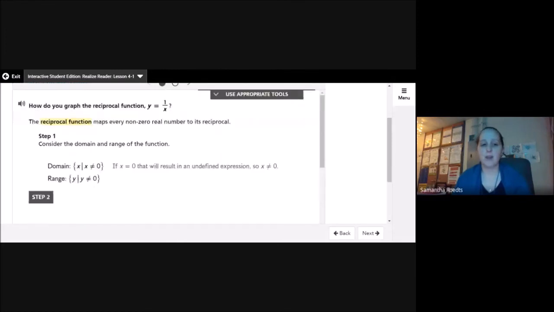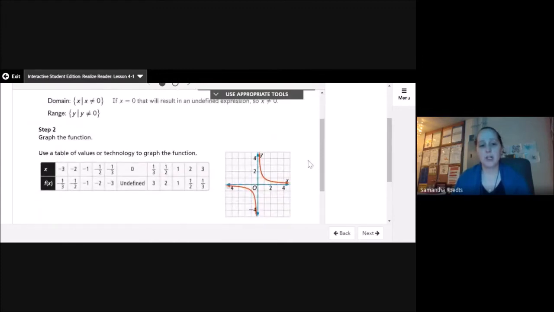The domain is x, where x does not equal 0. If x equals 0, then that will result in an undefined expression. So x can't equal 0. And the range is y, where y is not equal to 0. So if I graph the function, I use the table of values or technology to graph the function. Negative 3, negative 1/3, negative 2, negative 1/2, negative 1, negative 1, and so on. Okay, and I get this function here.